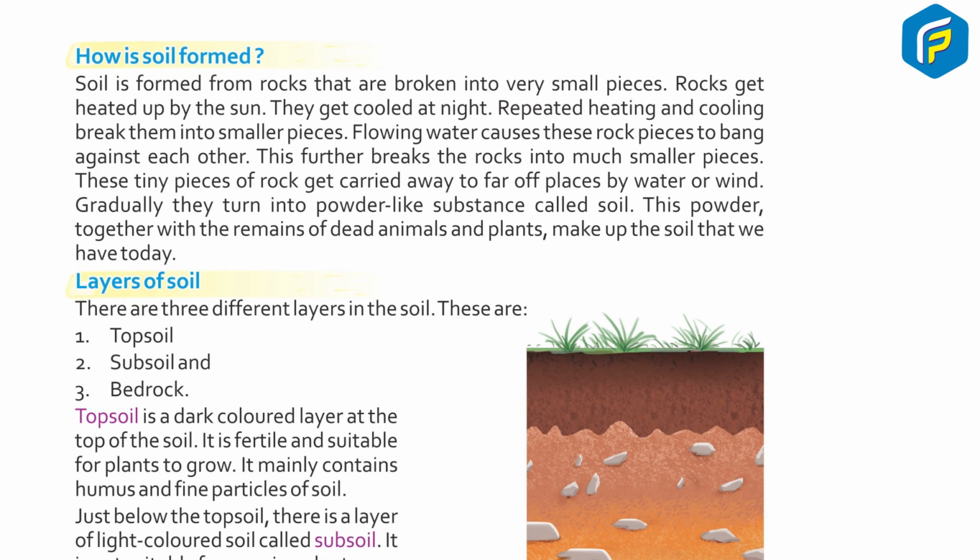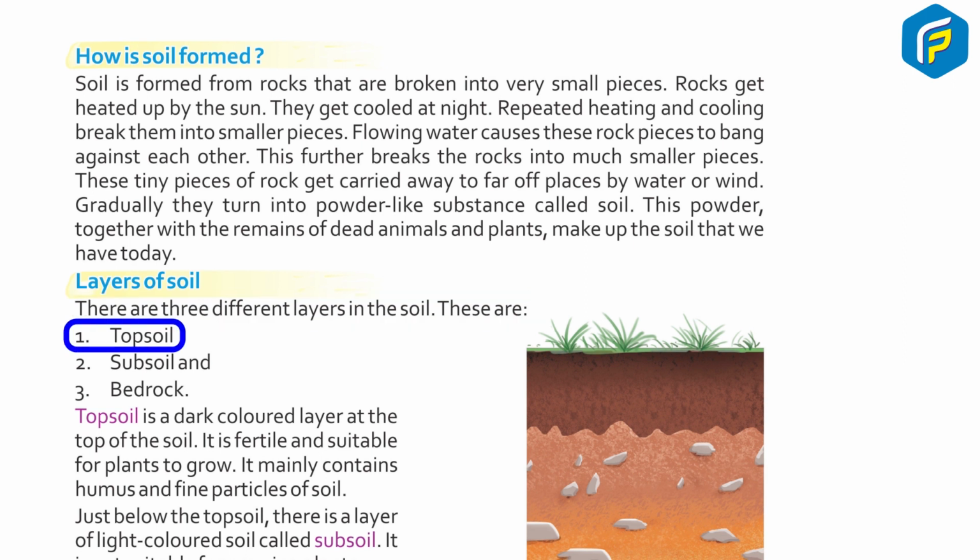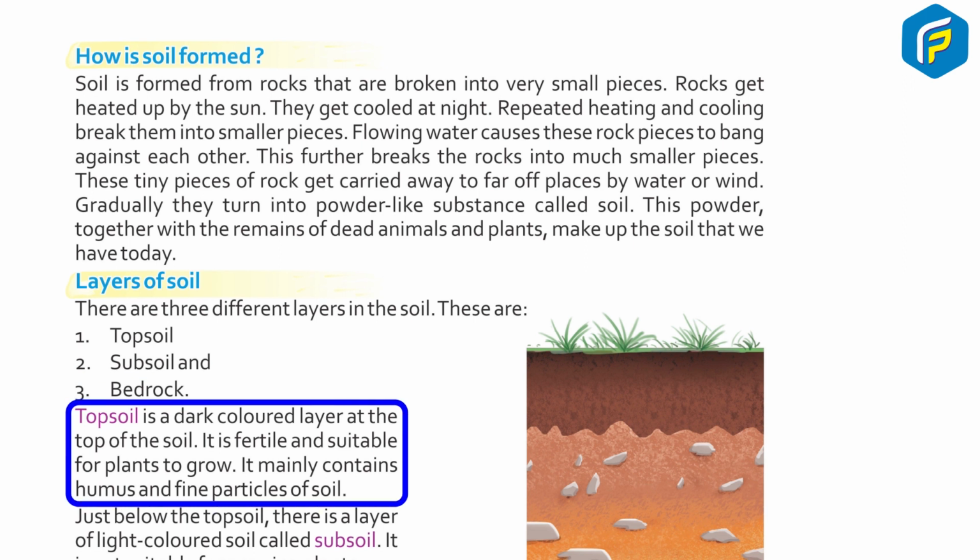Layers of soil. There are 3 different layers in the soil. These are 1. Topsoil, 2. Subsoil, and 3. Bedrock. Topsoil is a dark colored layer at the top of the soil. It is fertile and suitable for plants to grow. It mainly contains humus and fine particles of soil.